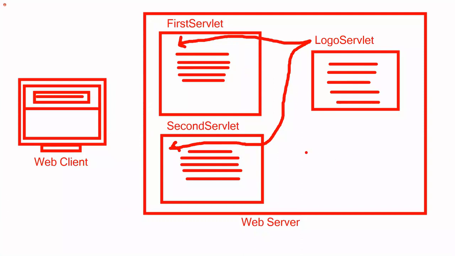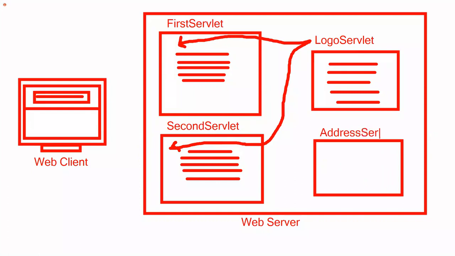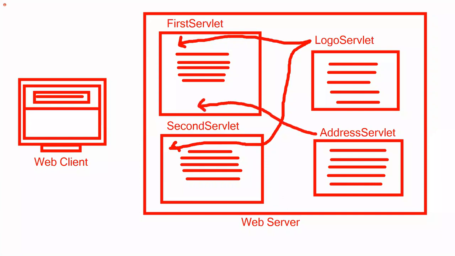At the bottom, the company address is required. So the address also I'll create as one separate servlet, the address servlet. I'll include the address servlet at the bottom. So here I'll include the address servlet, and here also I'll include the address servlet.